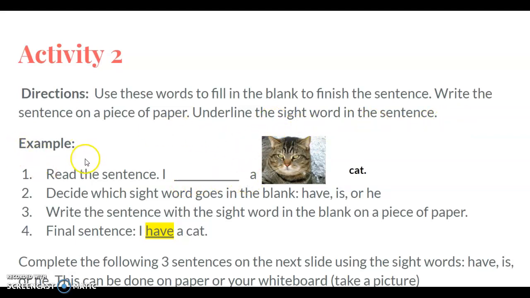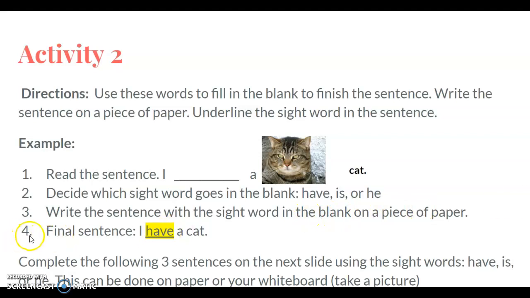Here's an example. Your first step is read the sentence. I blank a cat. Your second step is to decide which sight word goes into the blank. Will it be have, is, or he? Then you're going to write the sentence with the sight word in the blank on a sheet of paper.